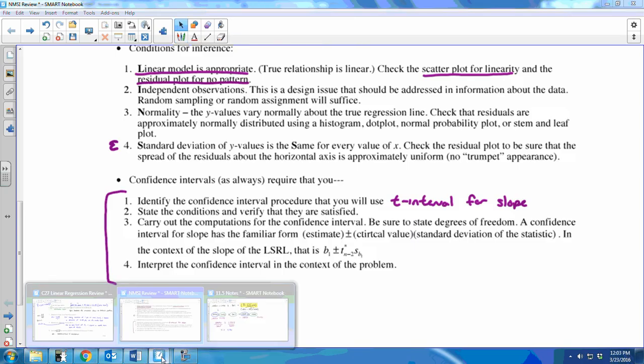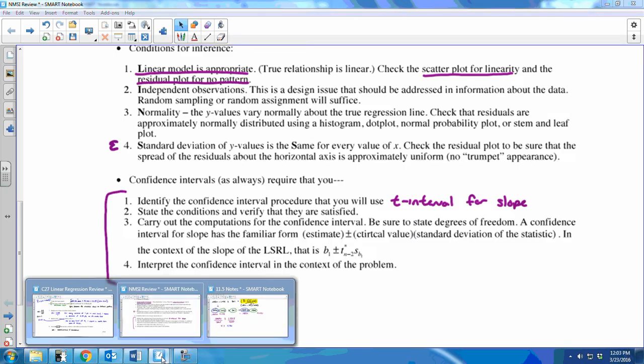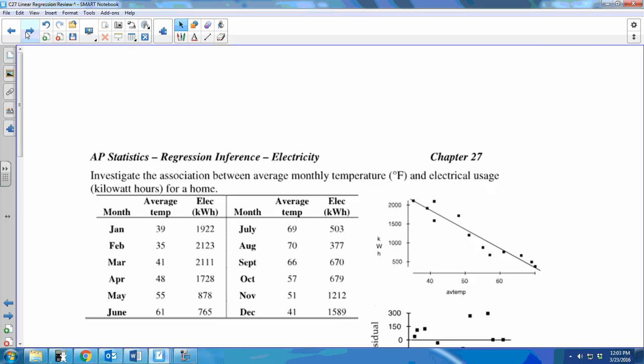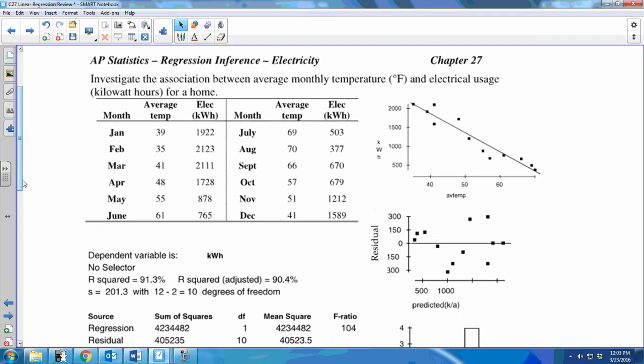If you look at this example on the other worksheet, it's about average monthly temperature and electrical usage. They give you a scatter plot up here. Is this scatter plot linear? Yes. They give you a residuals plot. Is there any pattern in the residuals plot? No. So far, our first condition is fine. That's what it means.